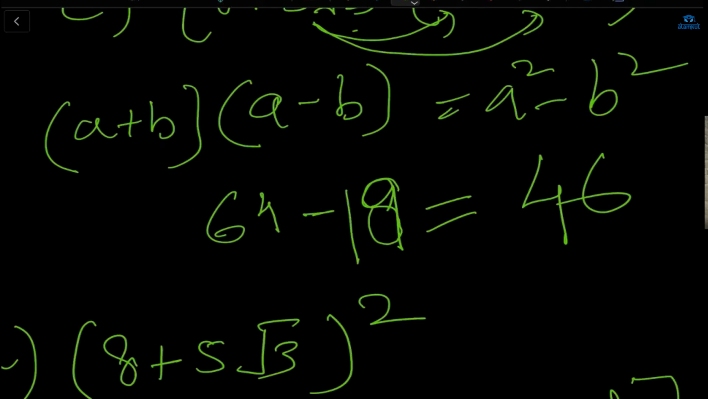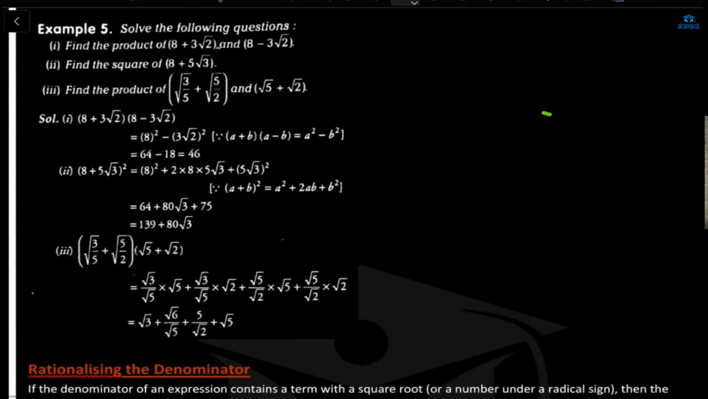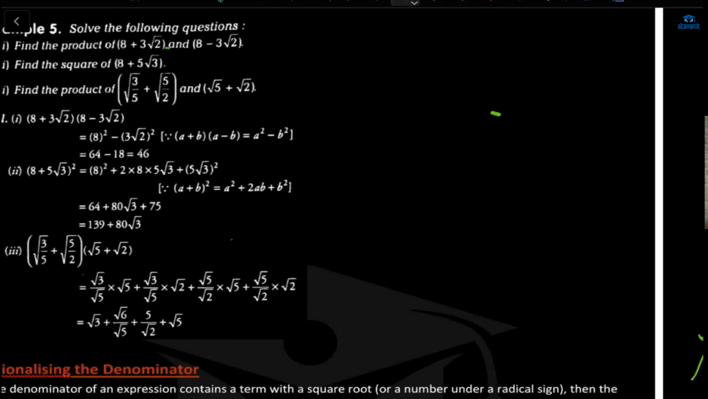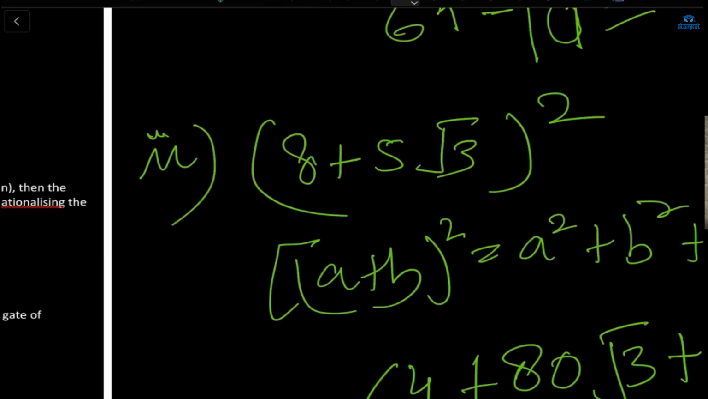Okay, now the second question was what? Find the square of 8 plus 5 root 3. It means you are multiplying 8 plus 5 root 3 by 8 plus 5 root 3. Now if you are squaring, you can see a plus b whole square. What is the value of a plus b whole square? A square plus 2ab plus b square. Yeah, a square plus b square plus 2ab.